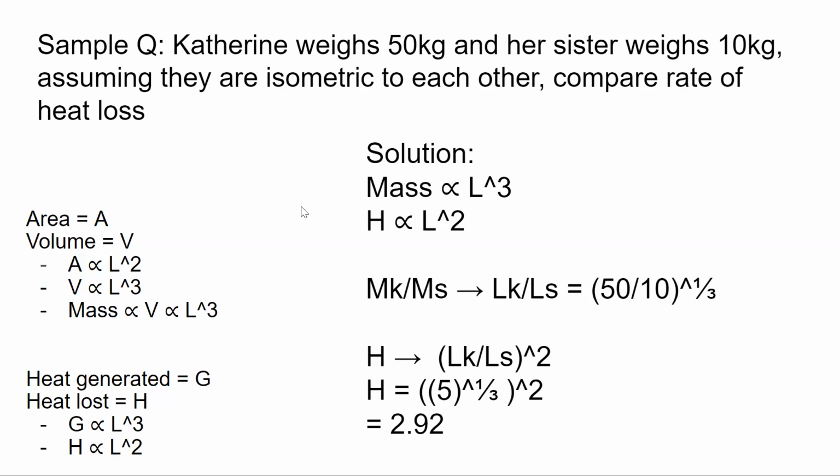So by dividing their masses, which is 5, we can substitute that into the equation by raising it to the power of 1/3, and then raising all of that to the power of 2, and then we will get the answer, which is 2.92. And this answer represents the fact that Catherine will lose heat 2.92 times faster compared to her sister. Does anyone have any questions regarding this solution?